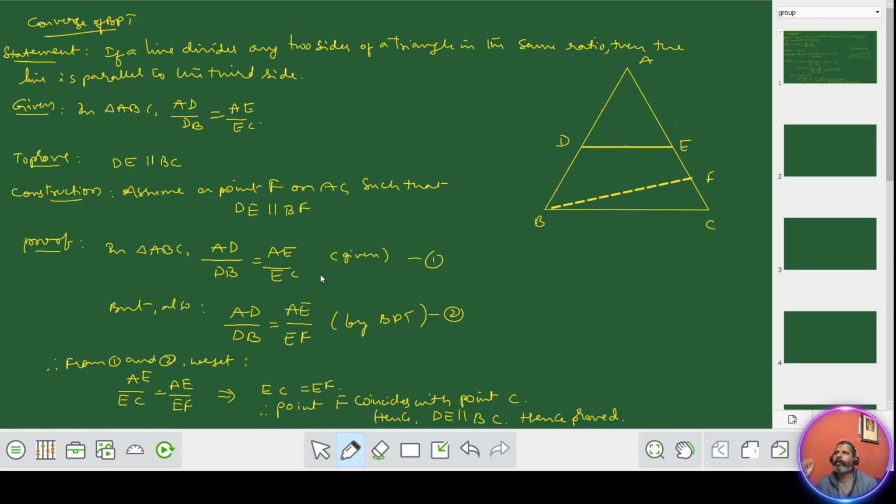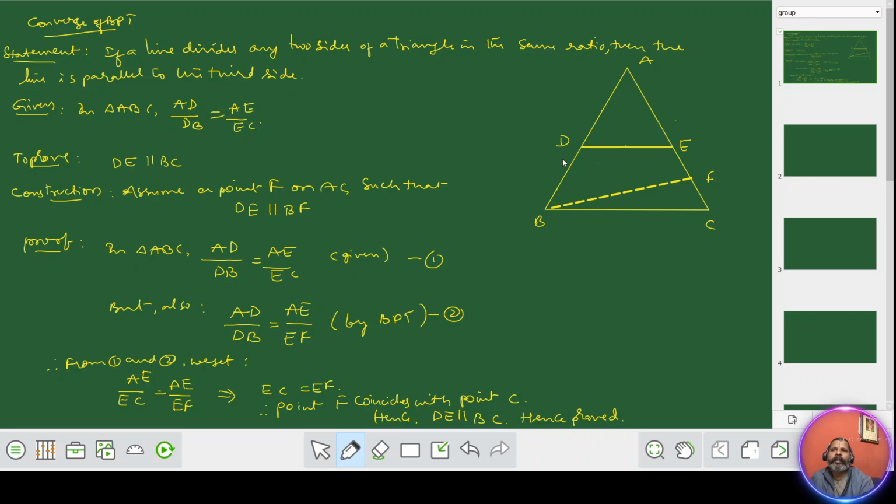If you check the statement here: if a line divides the other two sides of a triangle in the same ratio, then the line is parallel to the third side. This is the converse of BPT, meaning the reverse. Don't get confused with the statements. In the BPT, it said if a line is parallel to the third side of a triangle, then this line divides the other two sides in the same ratio. Now what we are proving is, if the line divides the other two sides of a triangle in the same ratio, then it is parallel to the third side. Check out.